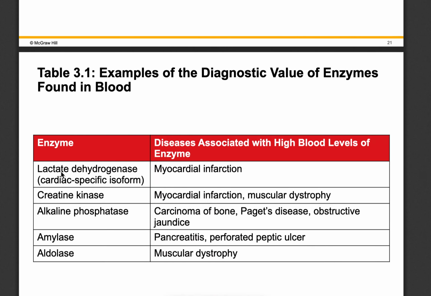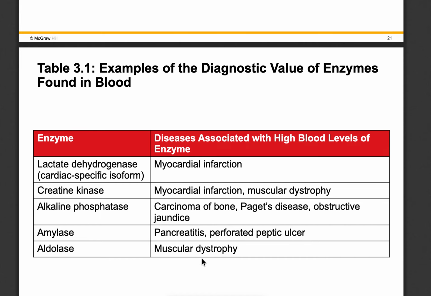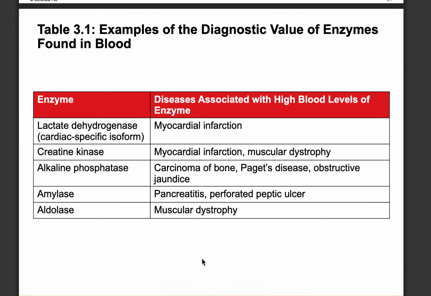And here's a list of some enzymes that people may see, and if they see them in the blood, what this might mean. And so you can maybe connect those, give you some idea. Sometimes connecting pathologies or diseases to certain enzymes may help you to remember them a little bit easier.